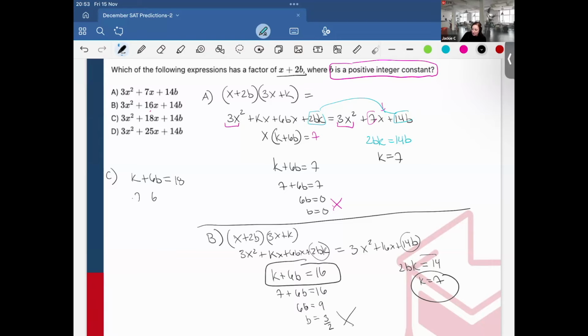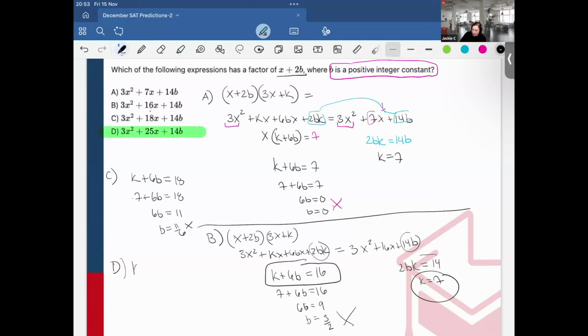So, and then we do 7 plus 6b is equal to 18. 6b equals 11. And b equals 11 over 6, again, does not go in. So it's got to be D, but just to show why D would be our answer.